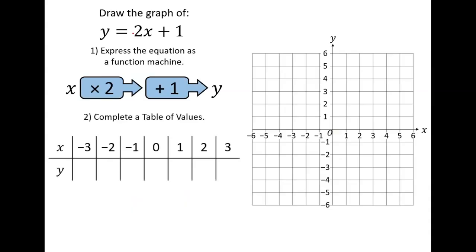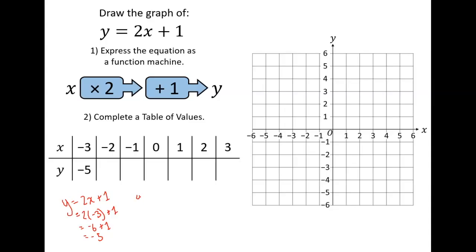You're going to start with your table of values, and you can think of it as, okay, -3 times 2 is -6 plus 1 is -5. What I like to do is write it out using my equation. So 2, my x is -3, right? Because I'm picking -3 first, plus 1. 2 times a -3 gives me -6, plus 1 gives me a -5.